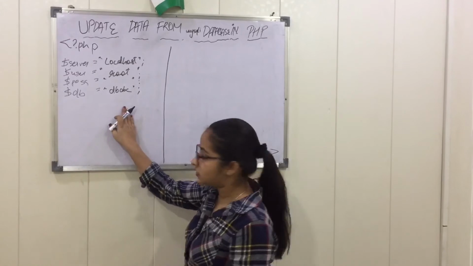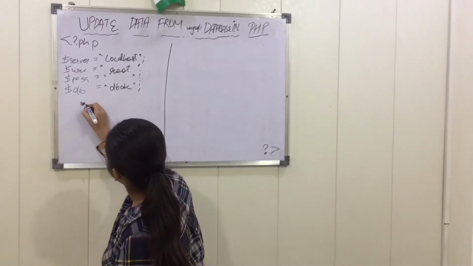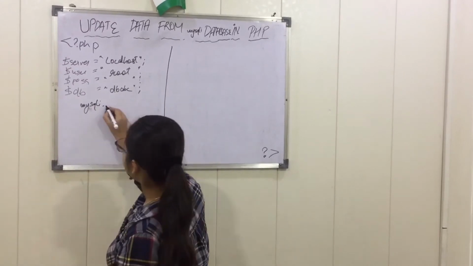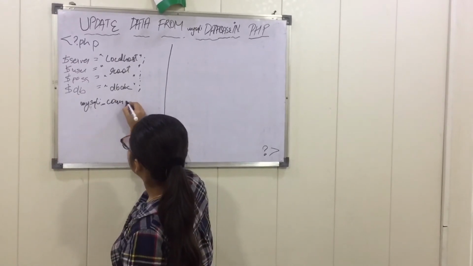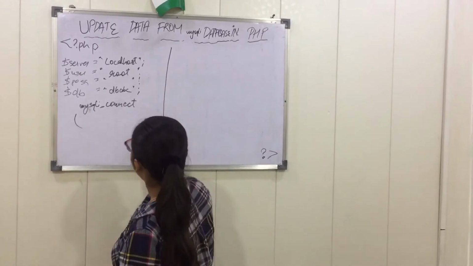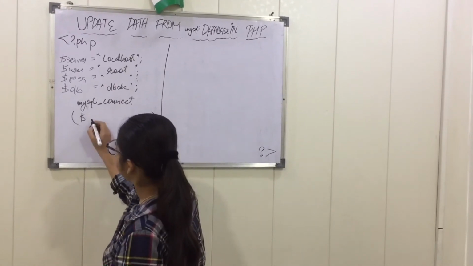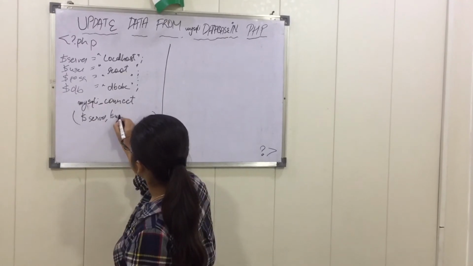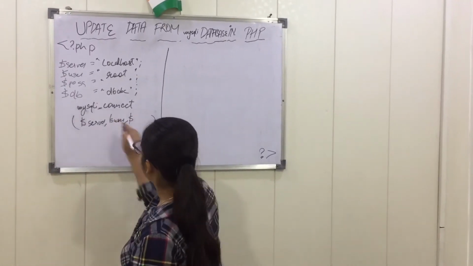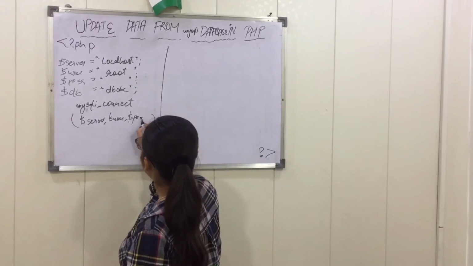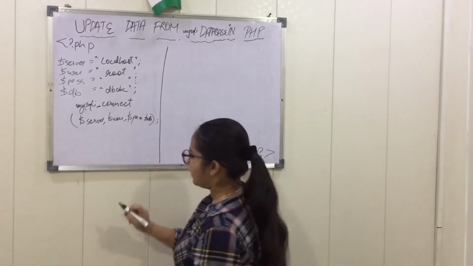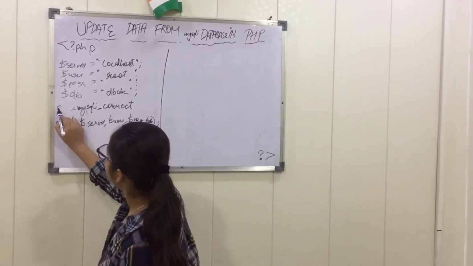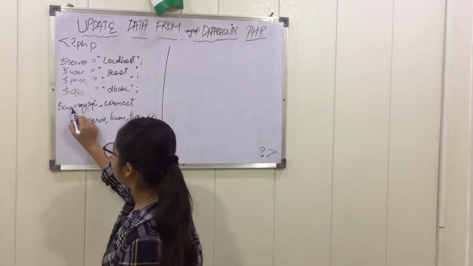Now we will take the connection. For building the connection I will write mysqli_connect. In between this I will pass all the variable values: first server, second user, third password, that is $pws, and fourth $DB. After that a semicolon, and we will put this into a variable. Suppose my variable name is $connection.